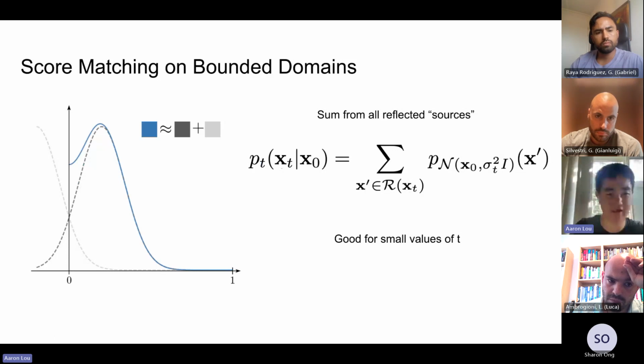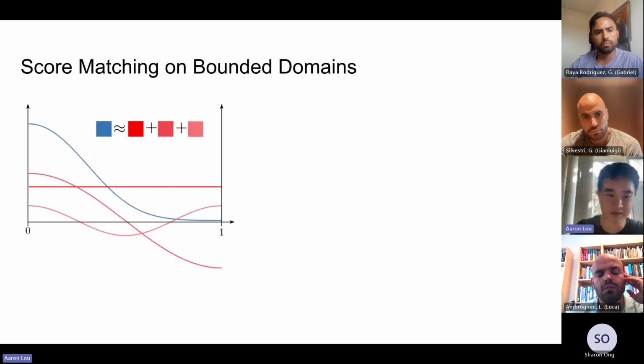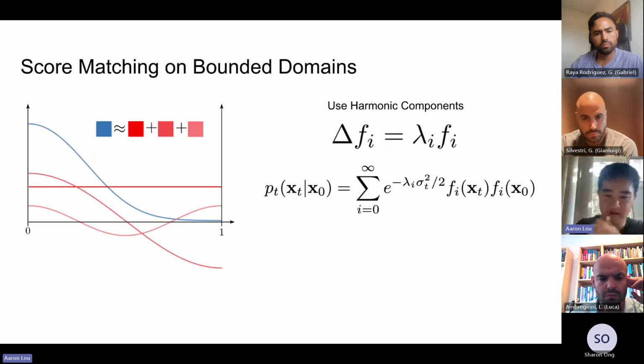That's one way of computing our transition kernel. Another way comes from the standard mathematical setup for bounded domains. For any bounded domain, we can extract these eigenfunctions, or harmonic components. These are functions f_i for which the Laplacian operator applied to f_i is equal to a scaled version of f_i, according to some lambda_i. We can write this out explicitly: the transition kernel is equal to the sum over these harmonic components scaled by e to the power of negative lambda_i sigma_t squared over t. The mathematical details are a bit deep and muddle the picture too much.